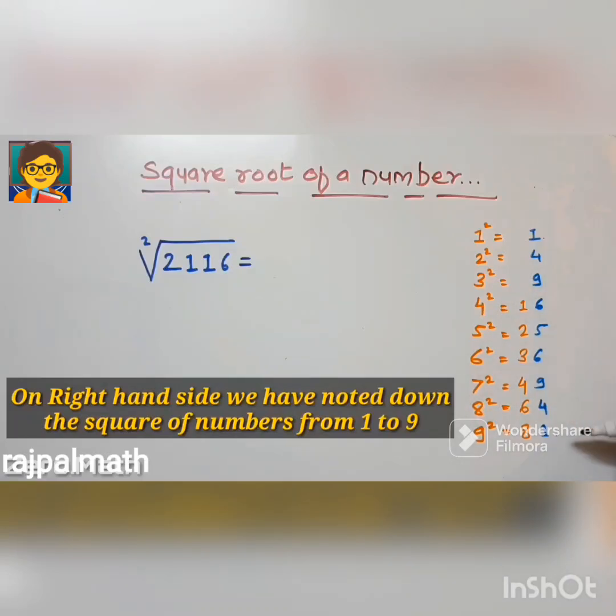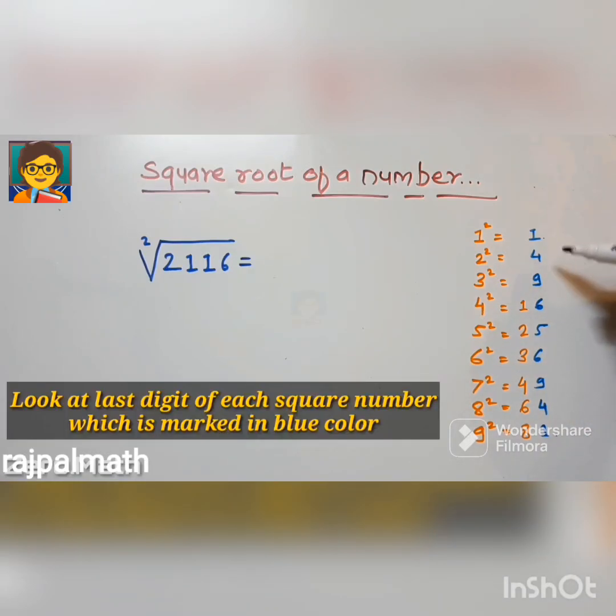of the number from 1 to 9. You can see the last digit of each square I have marked in different color. This color signifies something.